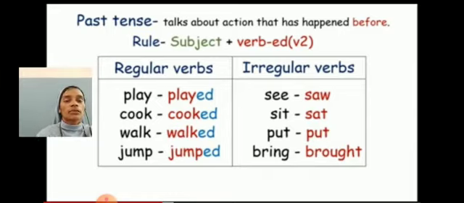For example, regular verbs: play, played, cook, cooked, walk, walked, jump, jumped. We added ED to the verb, so it is called a regular verb. Look at these irregular verbs: see, saw, sit, sat, put, bring, brought. We did not add ED to that verb. This kind of verbs are called irregular verbs.